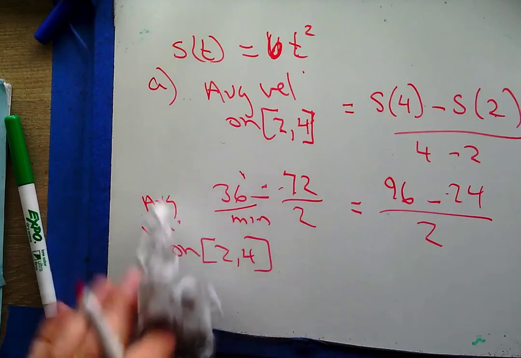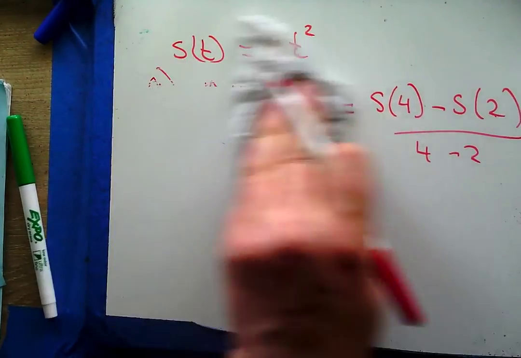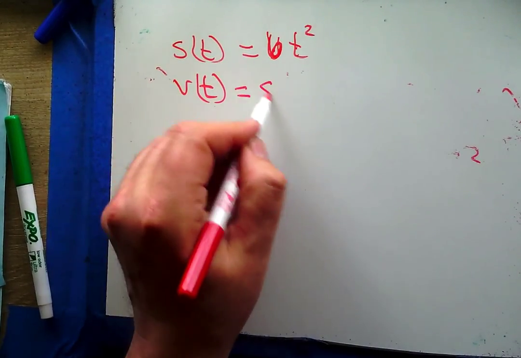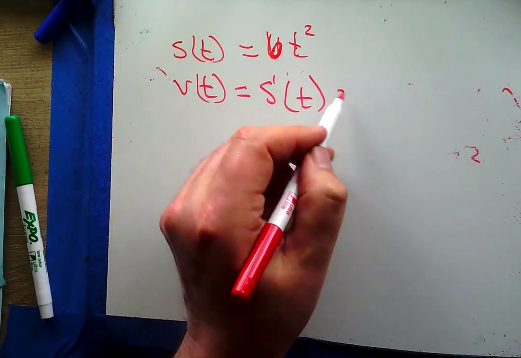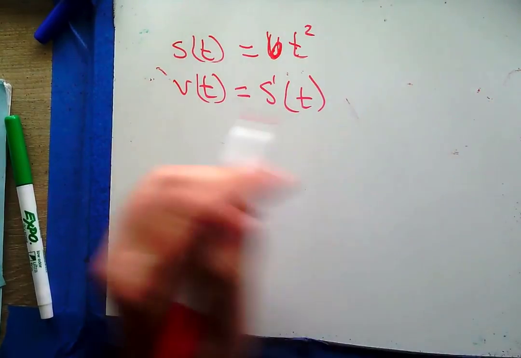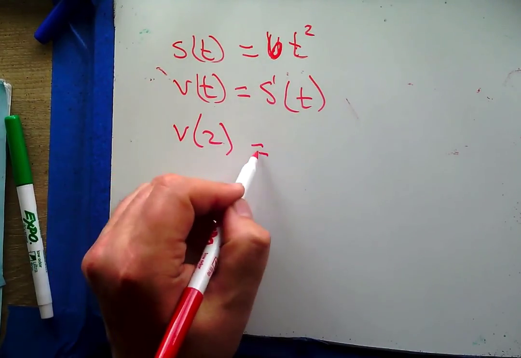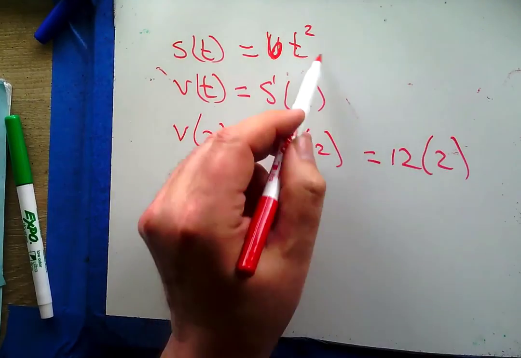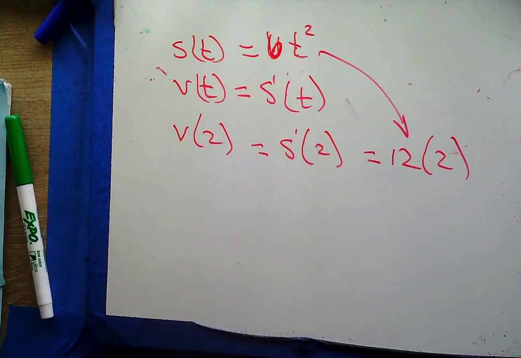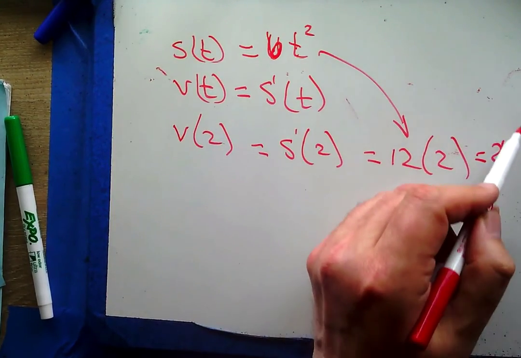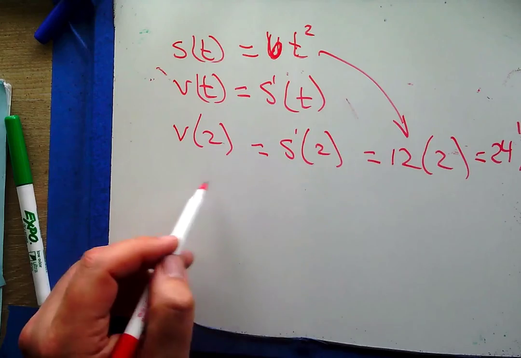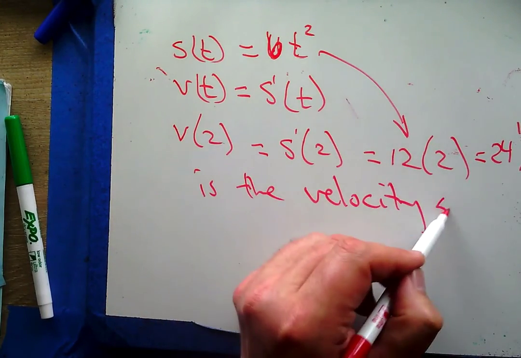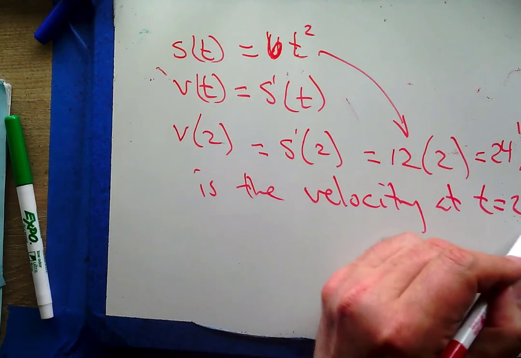Okay, there's part A. Part B says find the instantaneous velocity. Well, we know that v of t is the same as s prime of t, and if we want the instantaneous velocity at time equal to 2, we want v of 2, or s prime of 2. That's 12 times 2, because I need to take the derivative of s to get s prime. And so that's going to be 24 feet per second is the velocity at t equals 2 seconds.